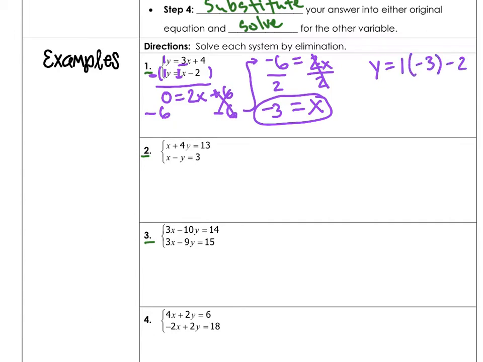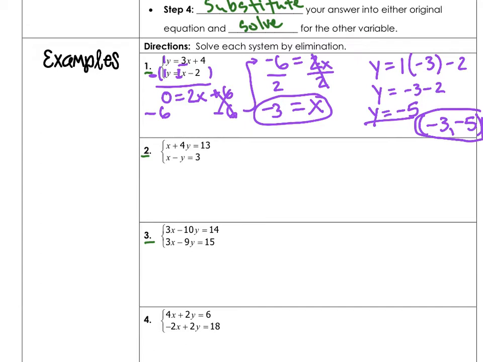And that's actually simpler than trying to do 3 times negative 3 plus 4. It's a smaller number, it's nicer, it's easier for us to deal with. Because 1 times negative 3 is just negative 3. And negative 3 minus 2 is negative 5. So the solution for our first one, remember that we have to put this in x comma y, is negative 3 comma negative 5. Perfect.